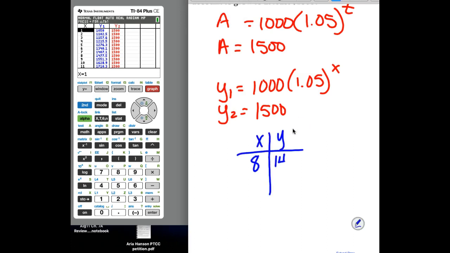So at 8 years, we were at 1477.5, and at 9 years, we were at 1551.3. So I would say after 9 years.